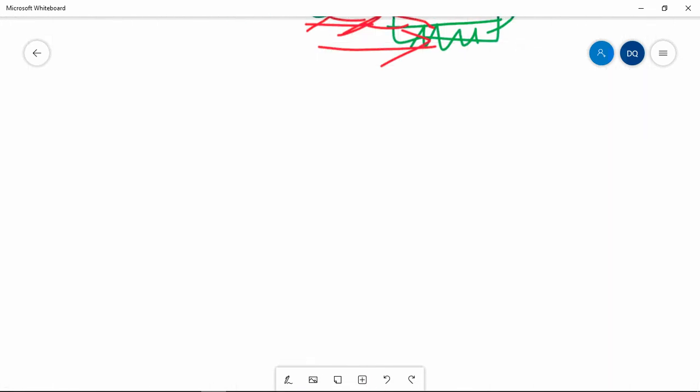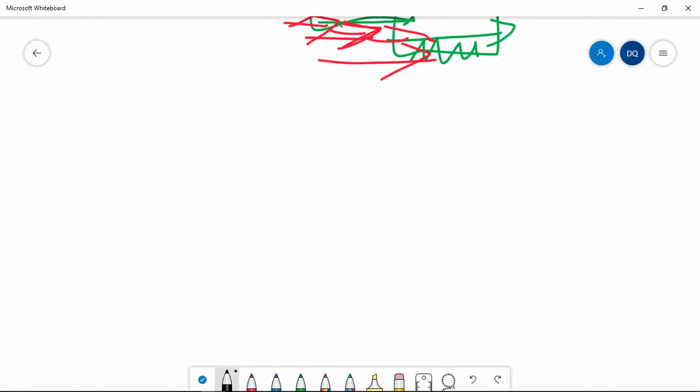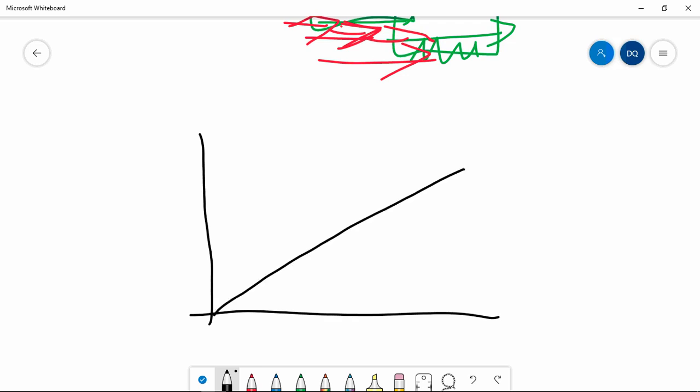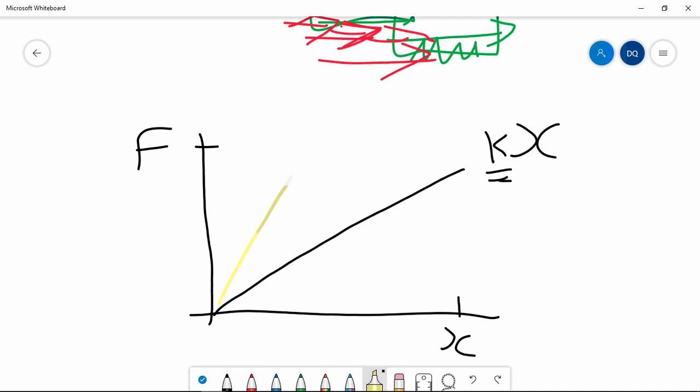What that looks like when we plot it mathematically is simply a line. If you're compressing a spring, the force that you exert to compress the spring a distance x depends on this line, kx, where k is the stiffness of the spring. So if a spring is stiffer, then it would take a steeper line. And if the spring is less stiff, then it would take a shallower line.